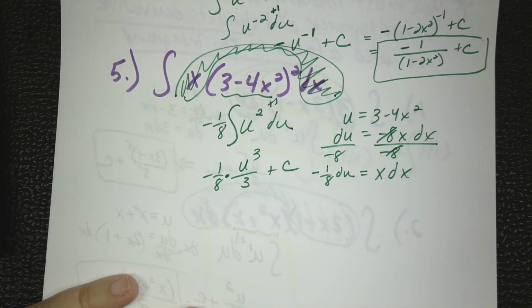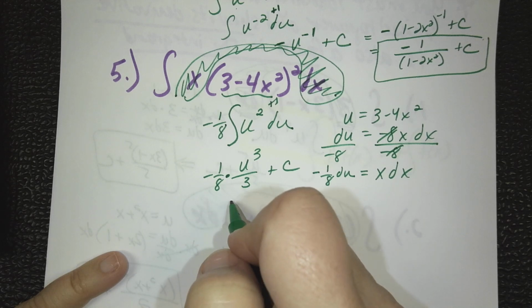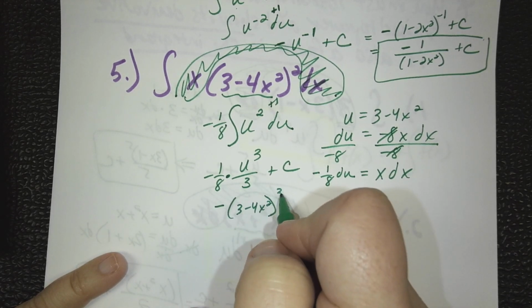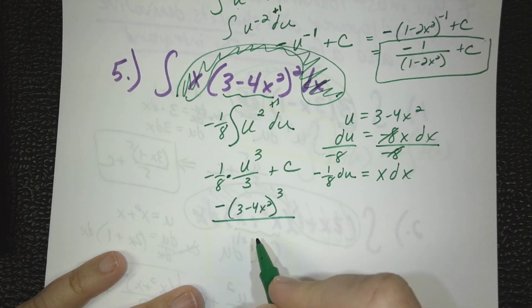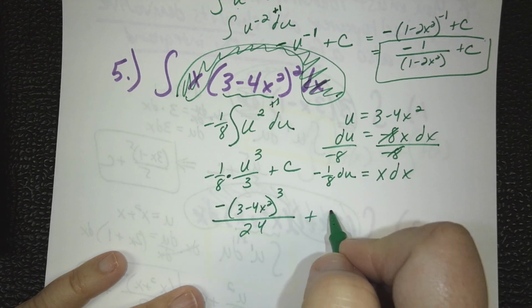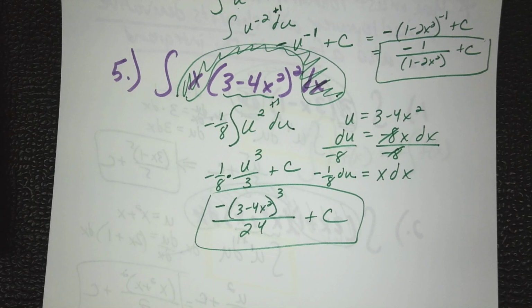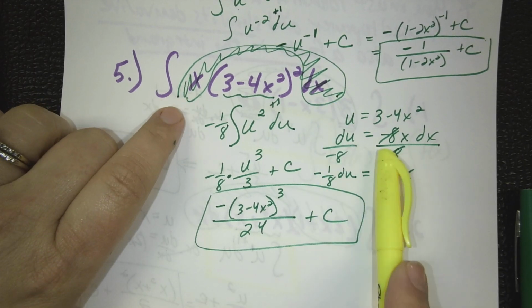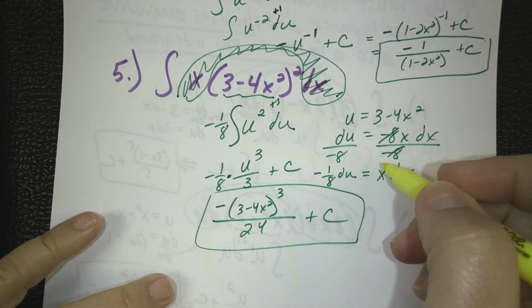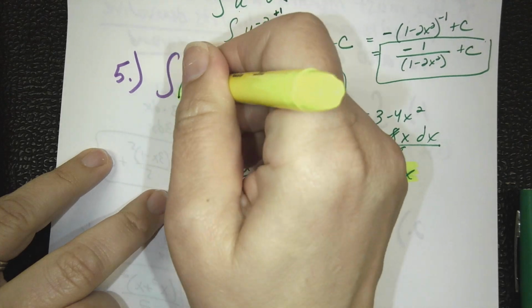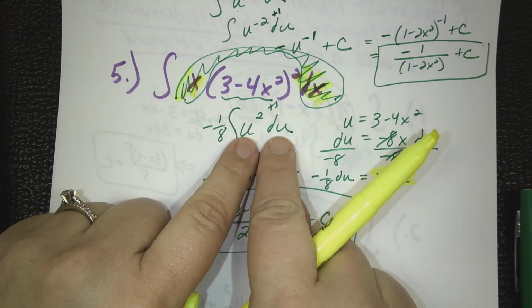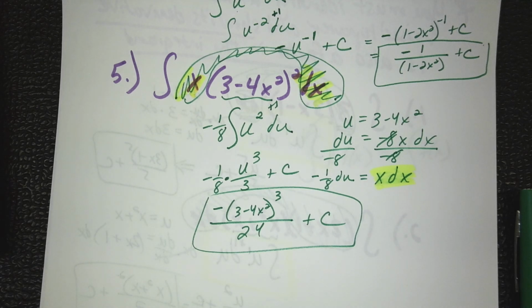So write it out for me correctly. What would it be? Negative u, which is 3 minus 4x squared to the third, over, what's 8 times 3? That's how you handle when you don't have a number that's in the problem. Numbers are never a problem. You have to make sure, though, you had that x dx covered. You can't have x's. You can't have dx's. You can only have u's, du's, and numbers. That's it. Okay?